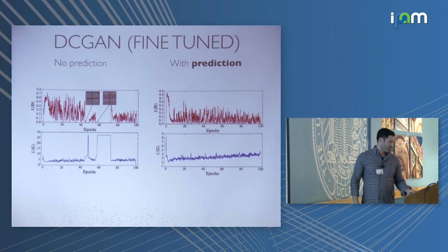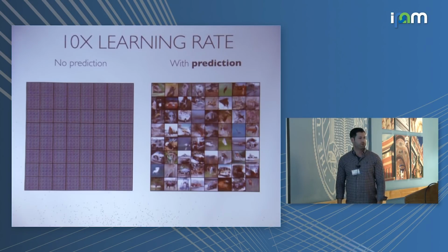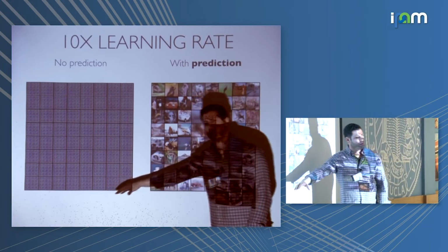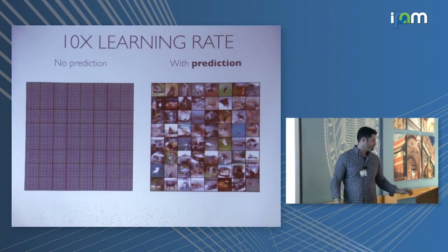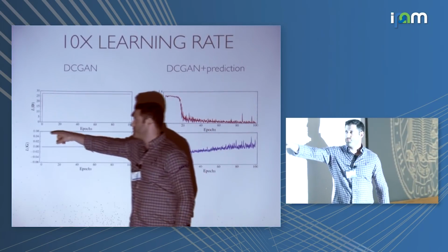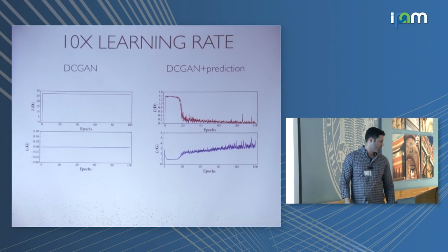And this is not such a brittle thing, so we can actually multiply the learning rate by 10. So this is training with 10x the learning rate. In this case, the method without prediction immediately collapses. The method with prediction still works fine. These are the loss curves. So you'll see in this case, the learning rate's so high, this just immediately explodes, but this is still really well behaved. It actually trains quite quickly.